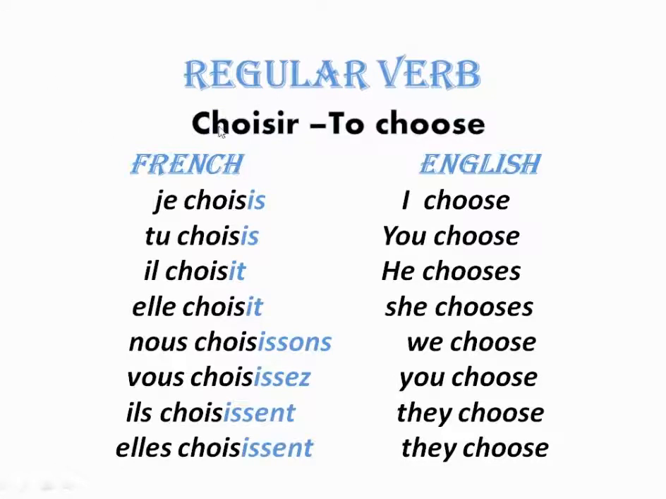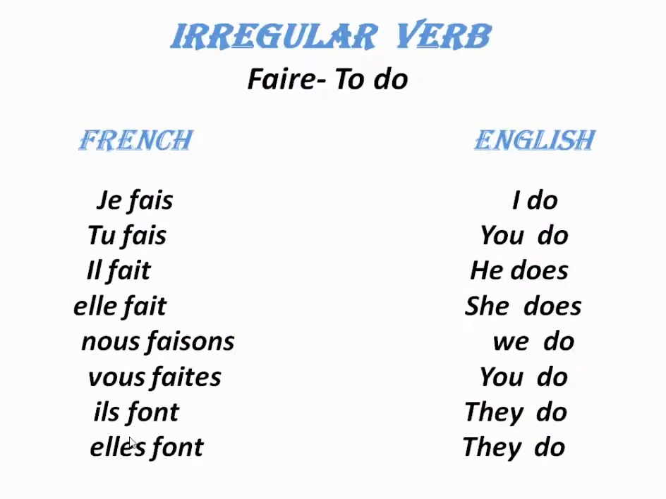So here also we have removed ir and we are left with the stem choisis, and then we'll add all the particular endings that are applied with the ir regular verbs.